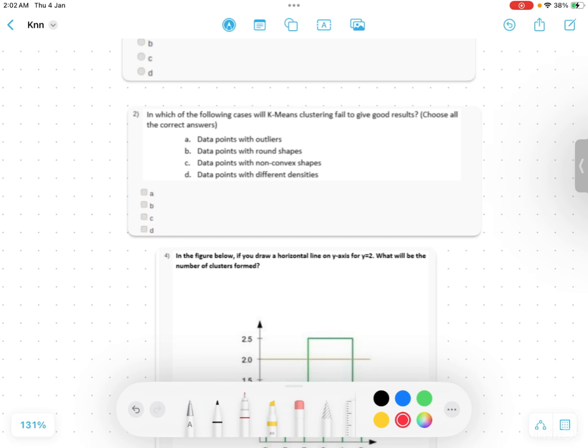In which of the following cases will k-means clustering fail to give a good result? Data points with outliers, in this case k-means will fail to give a good result. And data points with a round shape, in this case k-means will give a good result. Data points with non-convex shape, in this case k-means will fail to give a good result, and data points with different densities, in this case also. So A, C, D. So these three are correct for this.